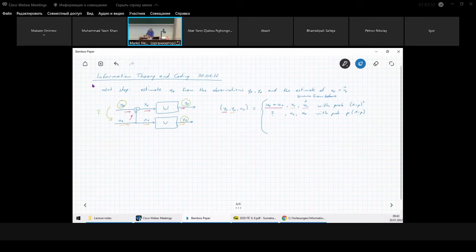So the third case: correct transmission over the first channel, erasure over the second channel. This means at the first output, we observe the sum of both, U0 plus U1. We have the erasure event on the second channel. So here we observe the erasure symbol, and we know U0 from before. This will happen with the same probability as before.